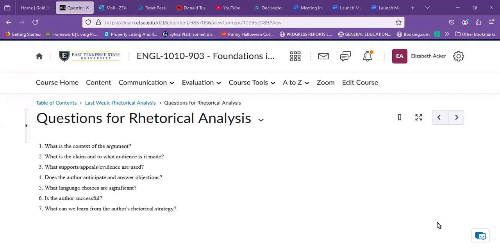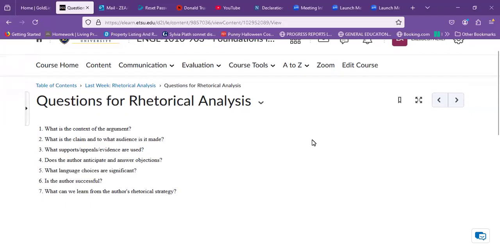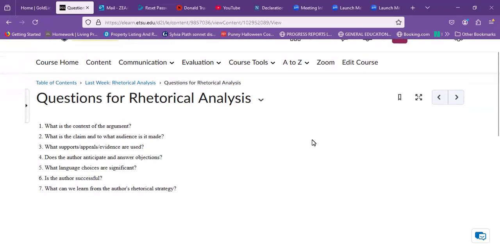Okay, so on the course site, you should have a page under the module for this week that says questions for rhetorical analysis. And these are some things that you would look for or consider as you're writing this type of paper. So, one, what is the context of the argument? This is asking you to think about the rhetorical situation. What has happened that has made this argument necessary? What is the situation or the moment that the author is speaking to?